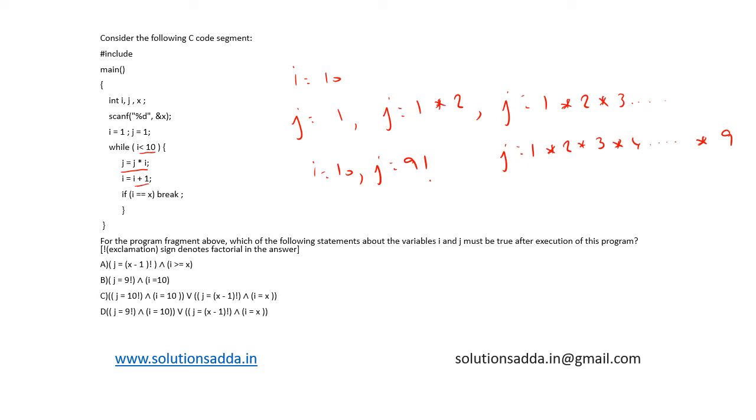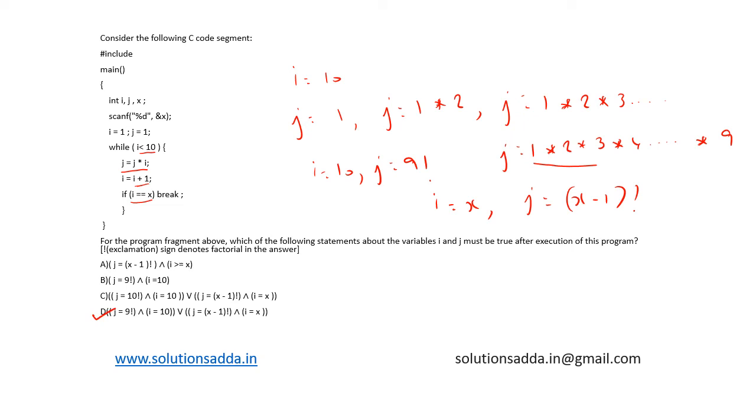One more point to note here is that if x is equal to i, we break. So the ultimate value of i can also be equal to x. When i is equal to x, the j value will similarly follow a pattern where j will be equal to x minus 1 factorial. So going by the options, option D is the correct answer here.